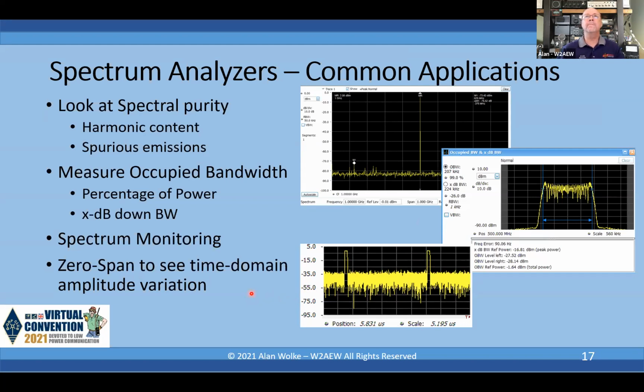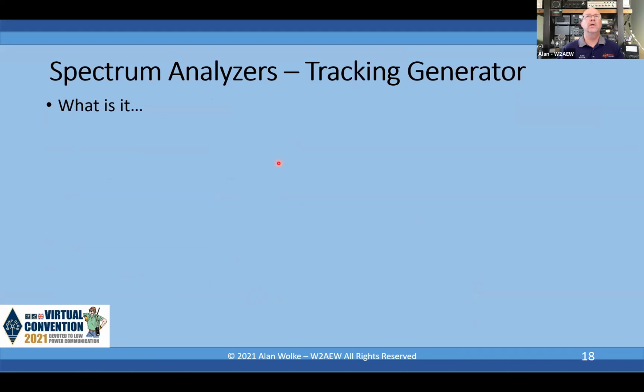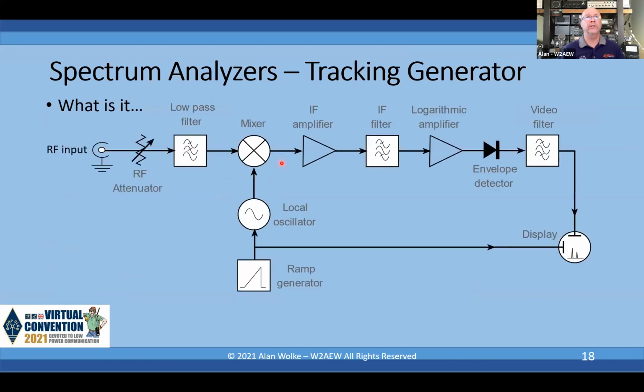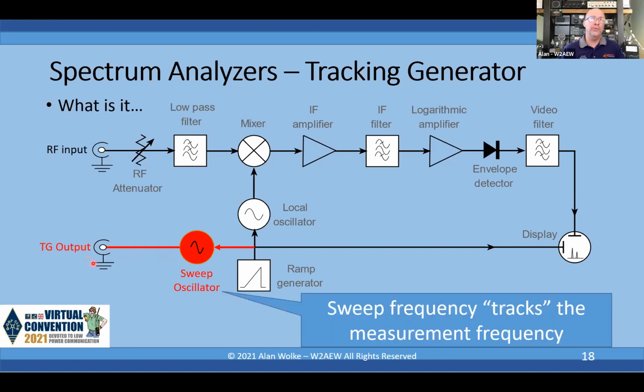Okay. Now some spectrum analyzers give you the option of adding something called a tracking generator. So what is it? So here's our swept AM receiver, spectrum analyzer. A tracking generator, quite simply, takes that same ramp that's being used to sweep the frequencies that we're looking at and displaying, and uses that same ramp to drive a sweep oscillator, so that the tracking generator output frequency tracks the frequency we happen to be sweeping through at that instant in time.